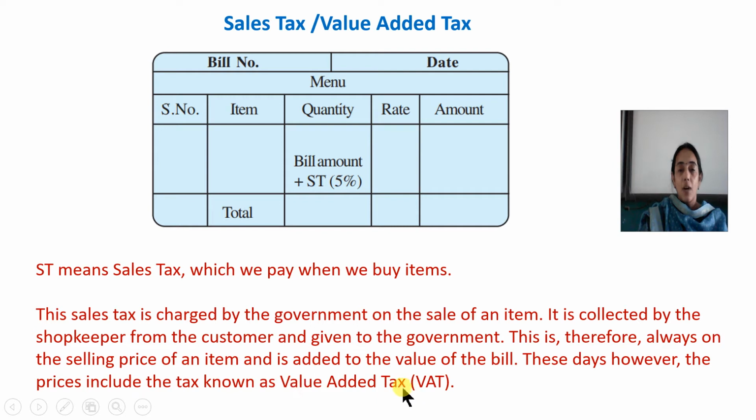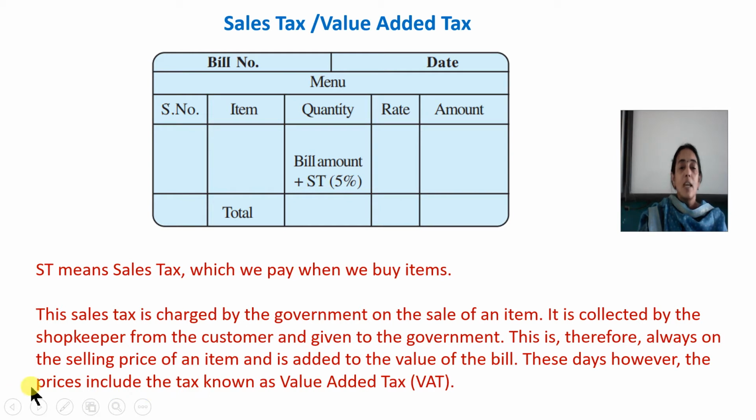So I hope you have understood what a sales tax is. When we buy some item, we pay some extra charge on that item because the government has charged on it. We have to pay that tax. And nowadays, when you go to buy anything, a refrigerator or a TV, this value added tax is already in the sale price of that item. It is already added, so you don't know how much you are paying. So that is known as value added tax.